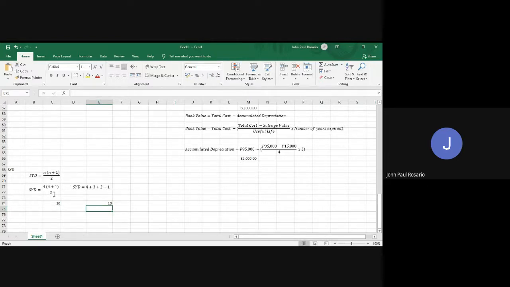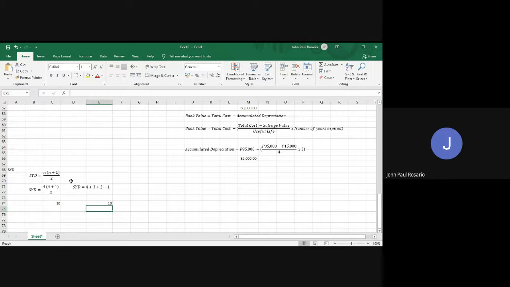Because what if the life of your asset is 50 years? Would you add all the digits of the years manually? That would be so tiresome, and it would be so cumbersome on your part. So with that, we will be using this formula.